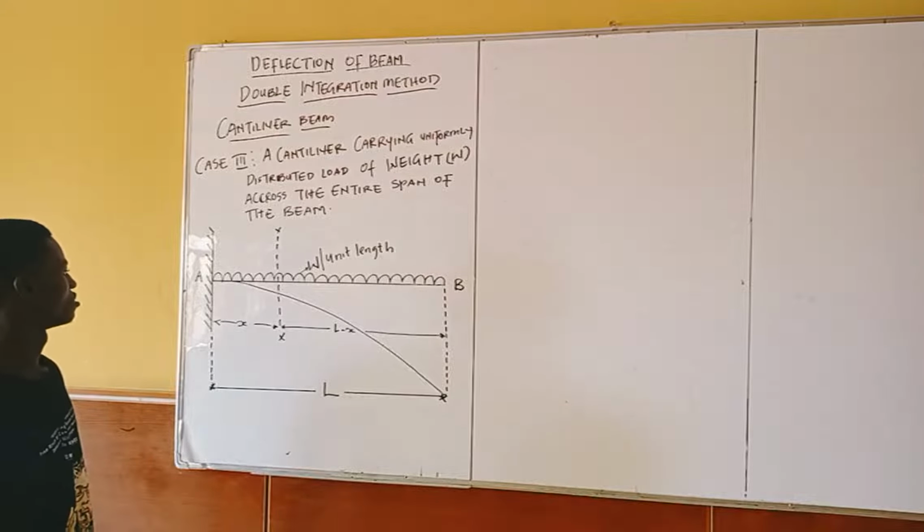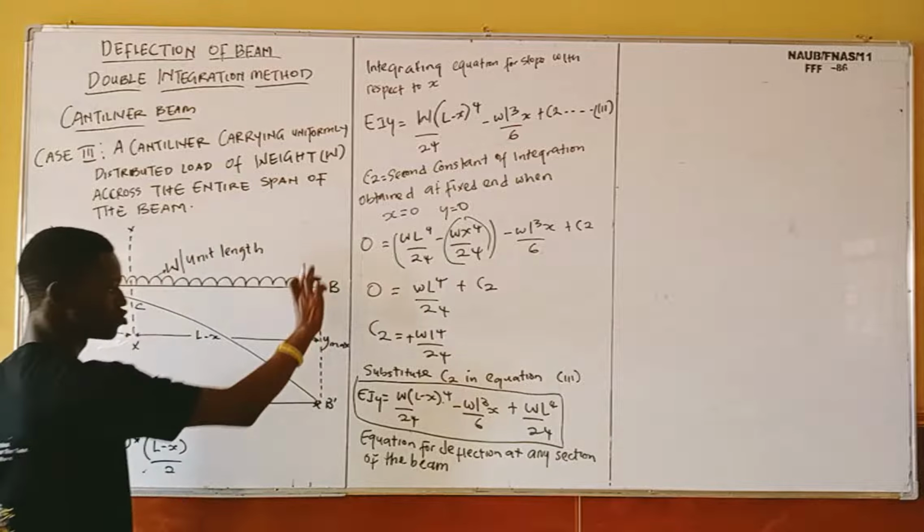This is the equation for deflection at any section of this beam. But don't forget that my maximum deflection is going to occur at this point. You understand? Let me name this place B prime. My maximum deflection, Y max, is going to occur at this point.